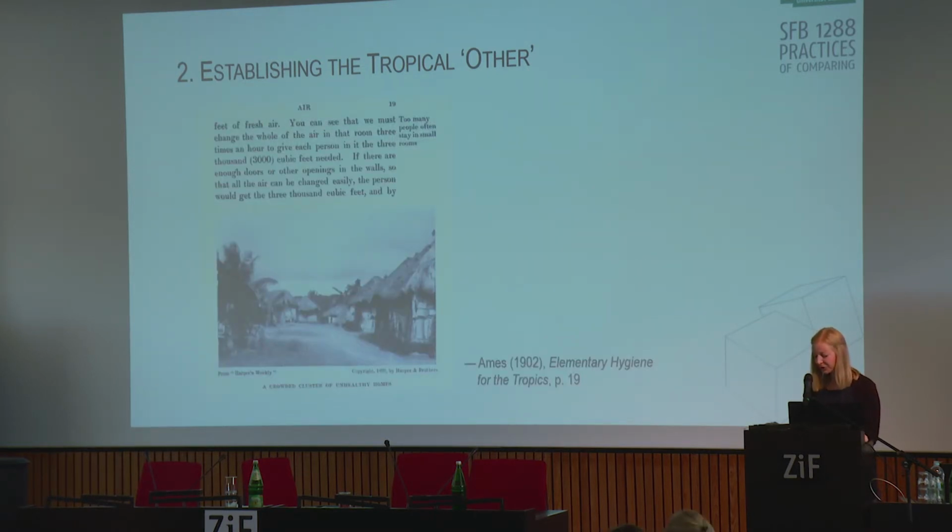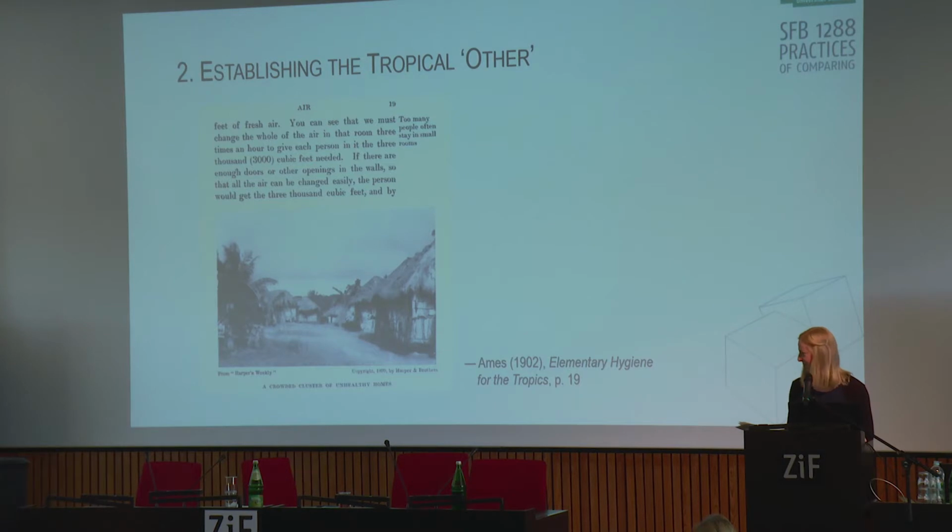The illustrations further underline this rhetoric. Page 19 of this manual, for instance, features a photographic image. I hope you can see it. It's a very bad quality, but I did not scan this book. I did not digitize it. A photographic image of a few simple huts and a palm tree, left-hand side, which I personally found pretty inconspicuous until I read the caption, which says, "A crowded cluster of unhealthy homes."